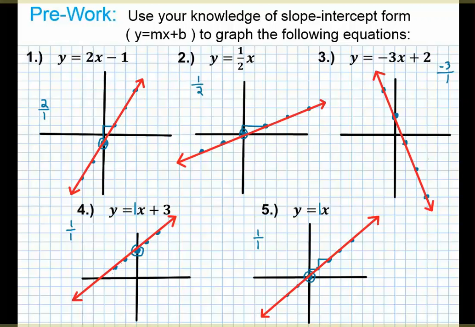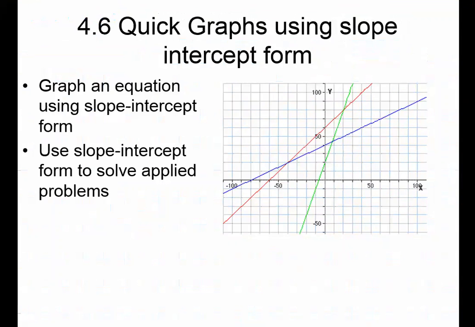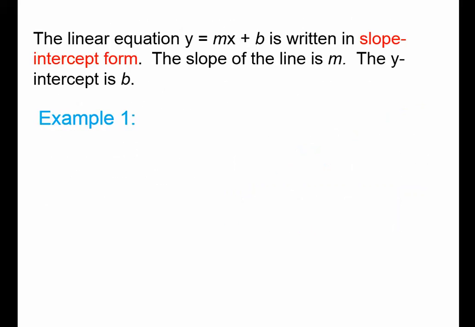Okay, how'd you do? This is the major skill, and now we're just going to hone in on it. So instead of making t-charts, now we are going to use quick graphs using y equals mx plus b, what we call slope-intercept form. Okay, so now you already know the knowledge for the lesson. Let's just see if you can execute it.